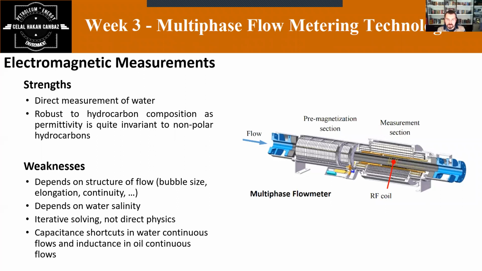This is a good one because, for example, with dual energy gamma, when you are producing just water, 90%, 95% water, and you just want to measure your water, you cannot do it, because it has been described according to oil, gas, and water. You have to describe all three. You have to give input for all three. So this is a strength for electromagnetic measurement.